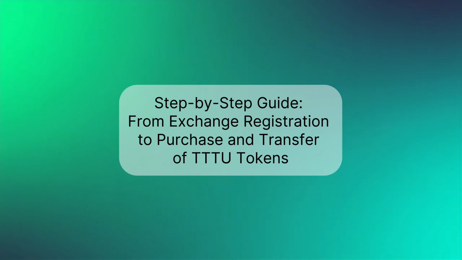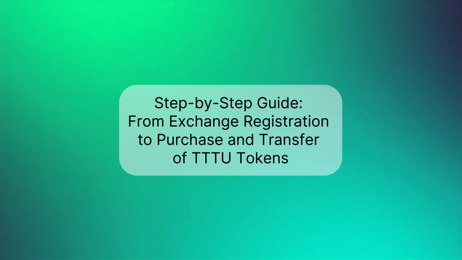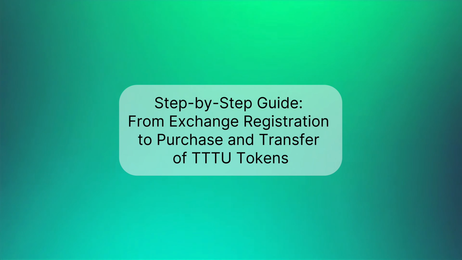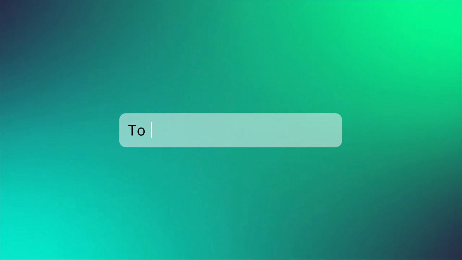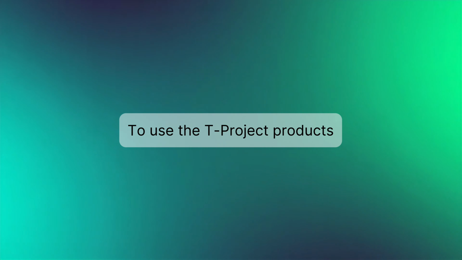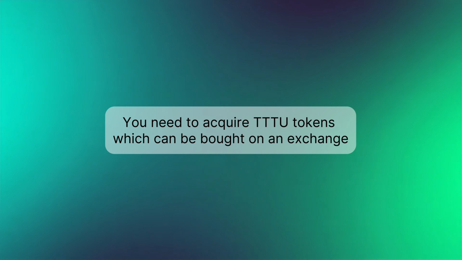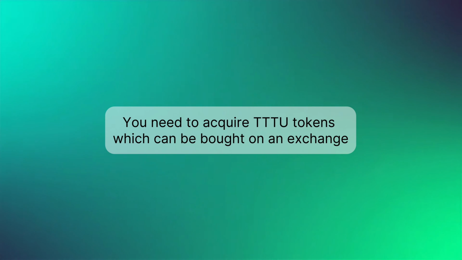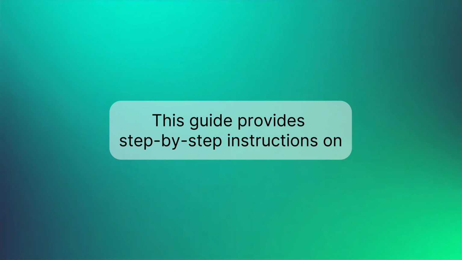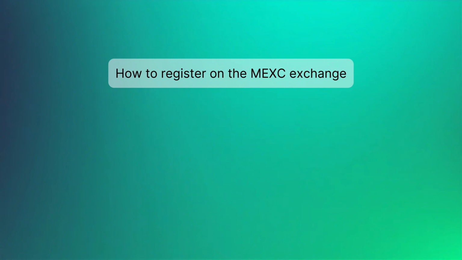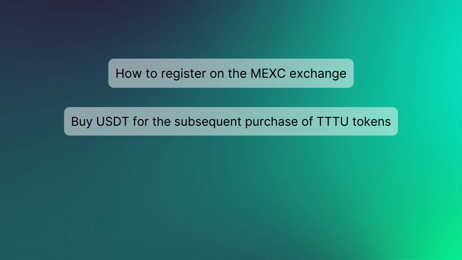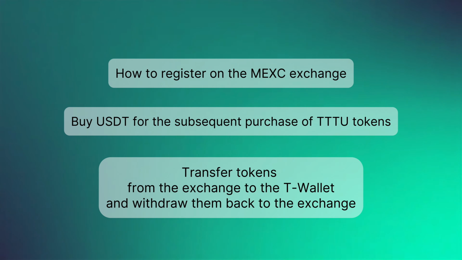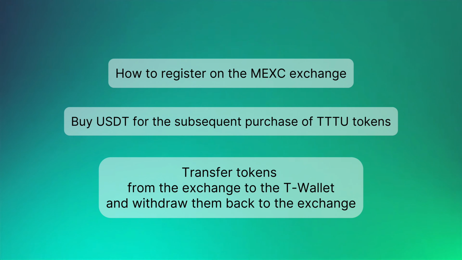Step-by-step guide from exchange registration to purchase and transfer of TTTU tokens. To use the T Project products, you need to acquire TTTU tokens, which can be bought on an exchange. This guide provides step-by-step instructions on how to register on the MEXC exchange, buy USDT for the subsequent purchase of TTTU tokens, transfer tokens from the exchange to the T wallet, and withdraw them back to the exchange.